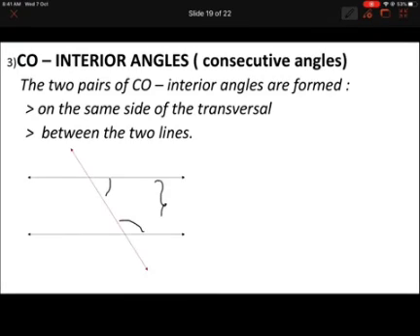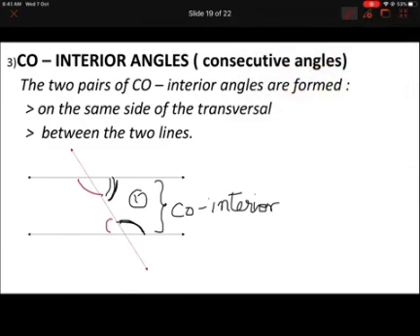So these two are called co-interior angles. That is this angle and this. How many are there? This is one pair. We have one more here. Okay. This is one more.